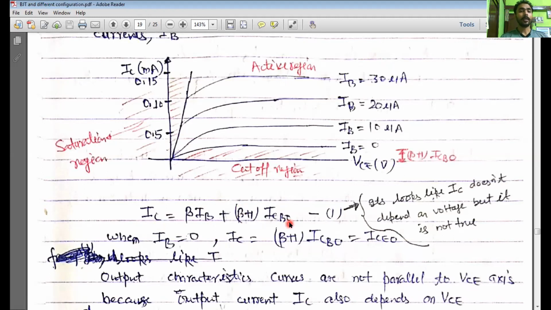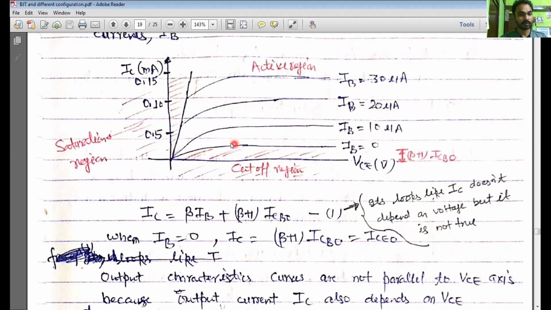Now consider your base current is 0. If your base current is 0, then IC becomes (beta plus 1) ICBO, that is ICO, the reverse saturation current in the common emitter. This current is very small. You can see that we have the output current in terms of milliampere. So for IB equal to 0, my IC will be ICO, the reverse saturation current, a very small amount, and that is why it is here.